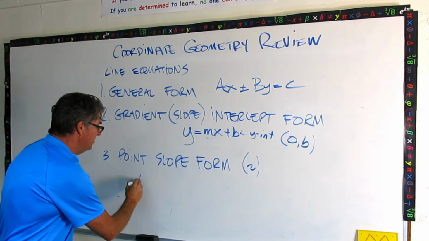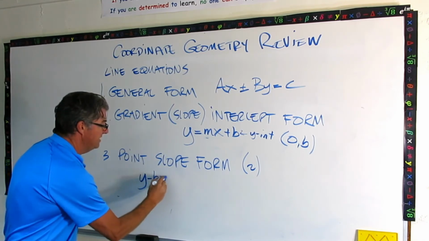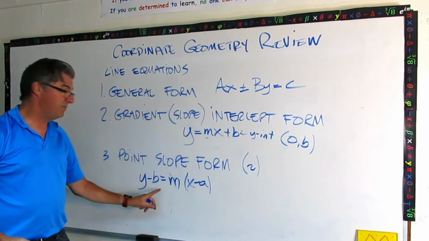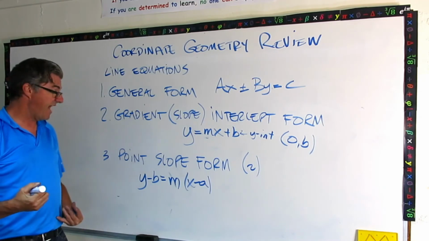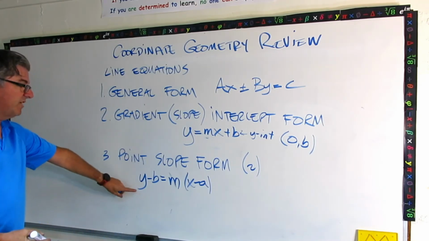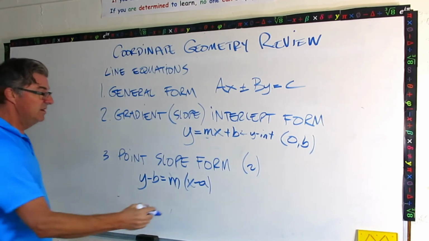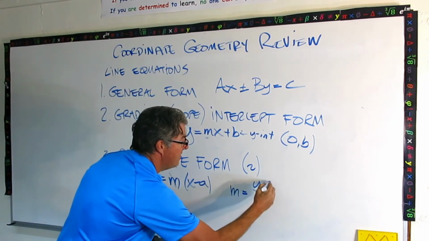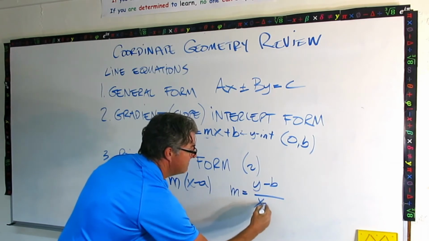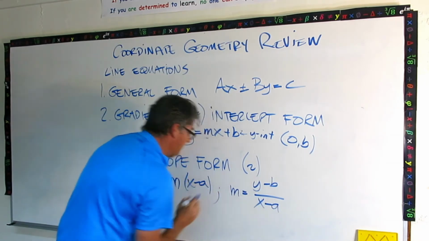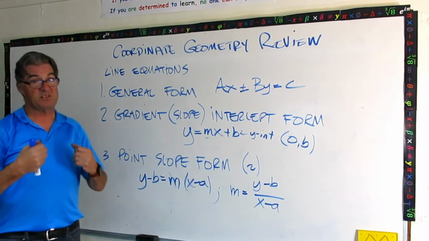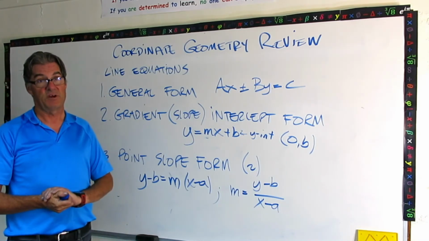Okay, point slope, there were two forms for point slope. We had this one. We had y minus b equals m times (x minus a), where a and b are some point that's on that line. And then we also rearranged this into perhaps a more useful form, which was m equals (y minus b) over (x minus a). Either one of those forms can work if you have a point and a slope and you're asked to come up with the line equation.